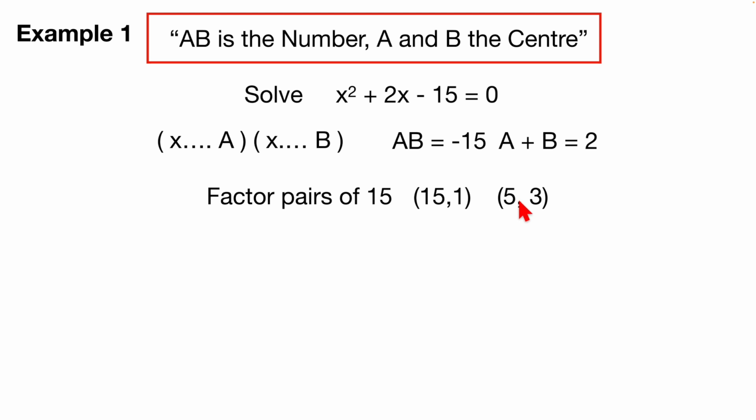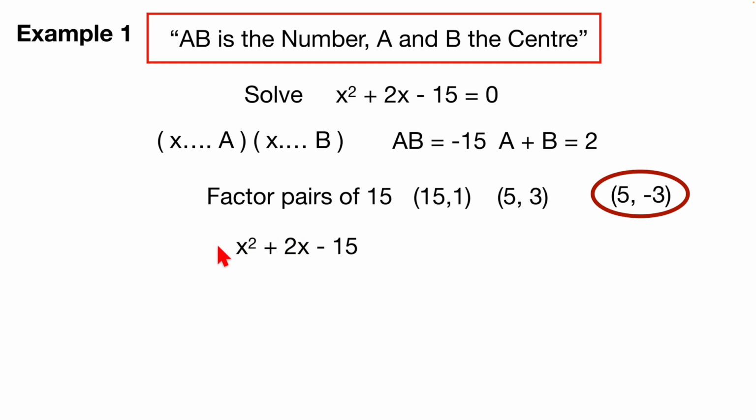Now this is where it gets interesting. The difference between 5 and 3 is 2. Now, for minus 15, we need a positive and a negative number. So I think we can find that if we make 5 positive and 3 negative, they will multiply to minus 15, but when you add them together, you're going to get 2. And these are our numbers. So this is our solution.